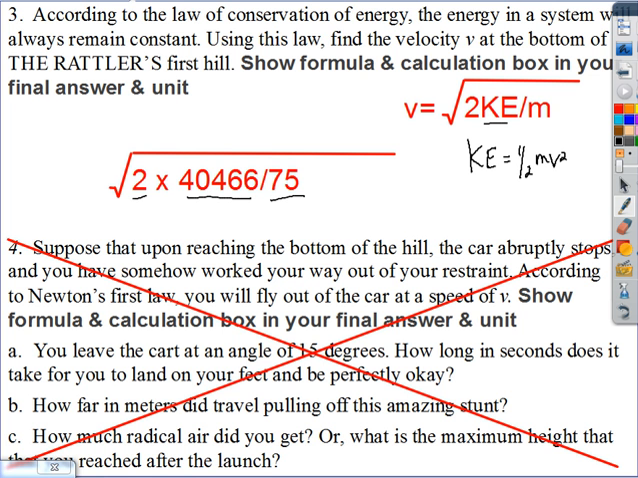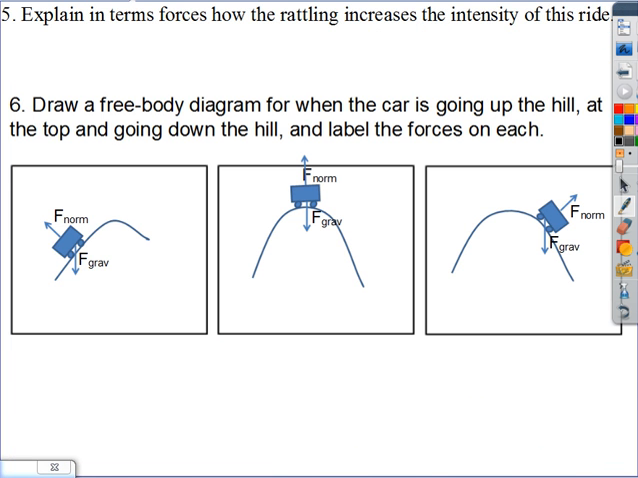You're going to skip 4 entirely, so you do not have to do 4. Don't worry about that one. Number 5 explains in terms of force how the Rattler increased the intensity of the ride. So they made the hills bigger, which gives you more gravitational potential energy, more force going down the hills. They made them steeper, again giving you more force. More G-force means a more thrilling, exciting ride.